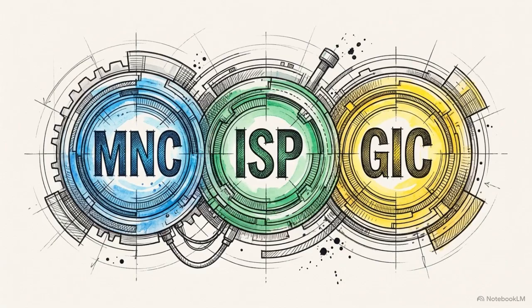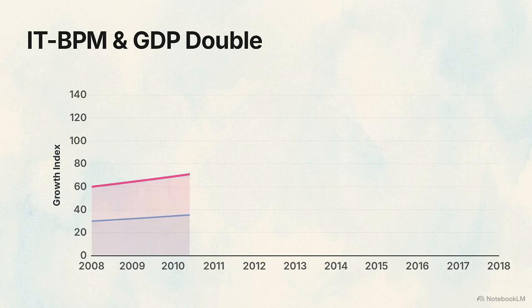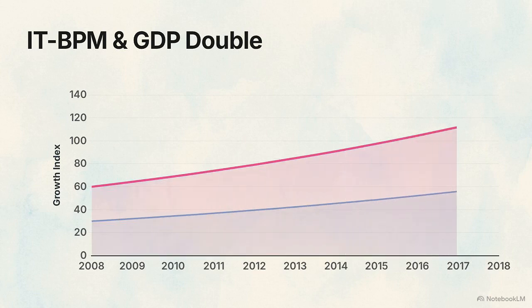Whether an entity functions as an MNC, an ISP, or a GIC, depends entirely on where the organization's headquarters is located and who owns the processed information. Between 2008 and 2018, the IT BPM industry doubled its revenue and its contribution to India's GDP.